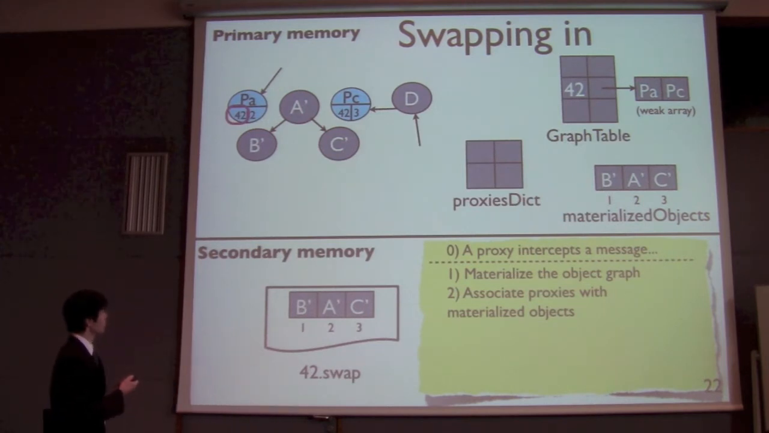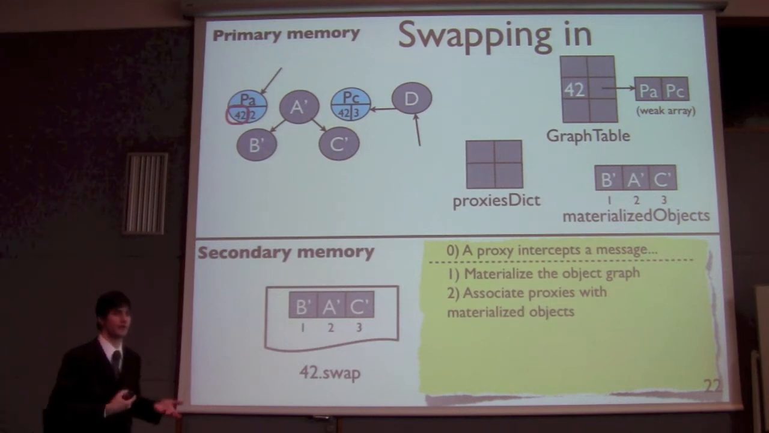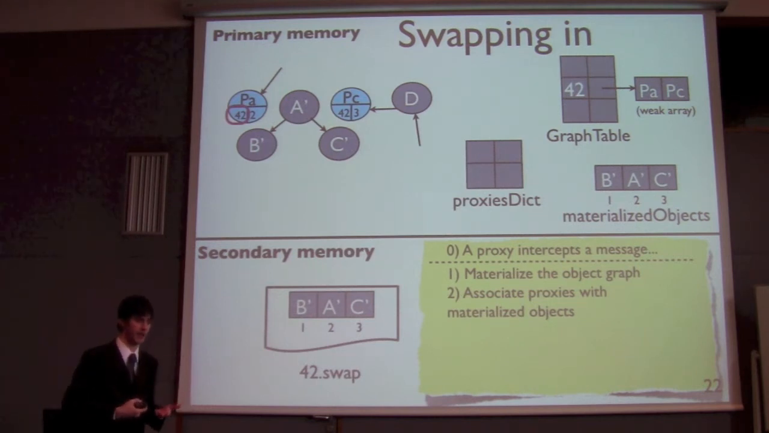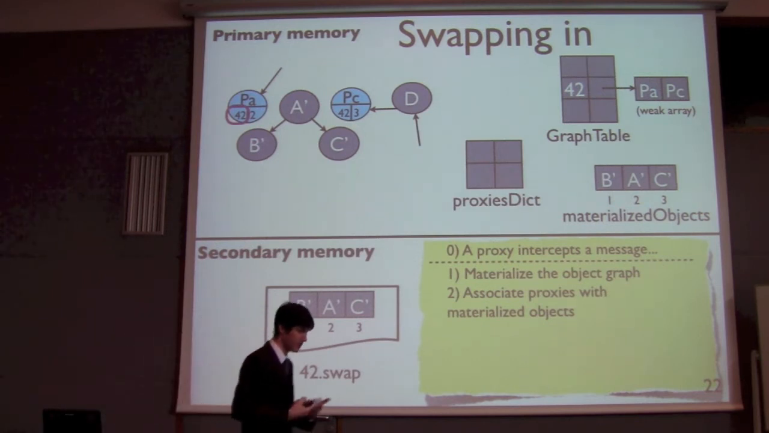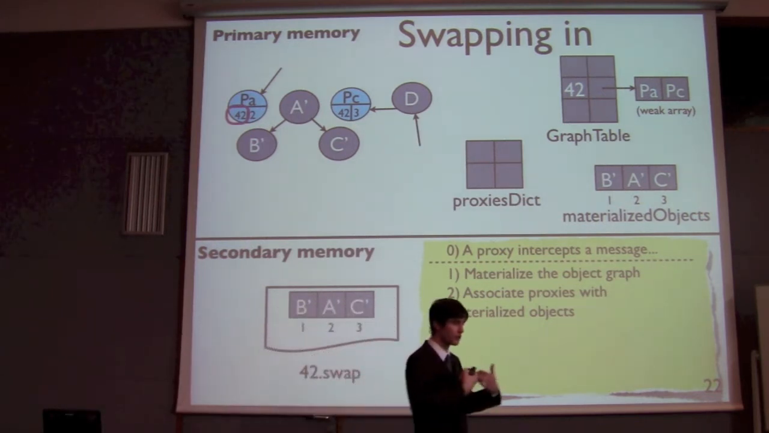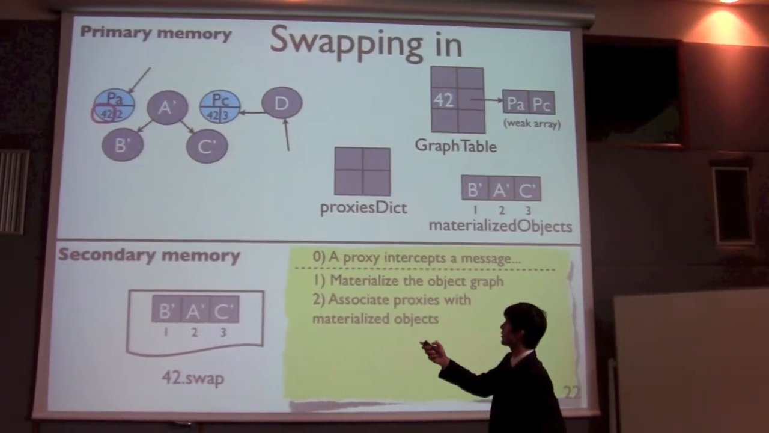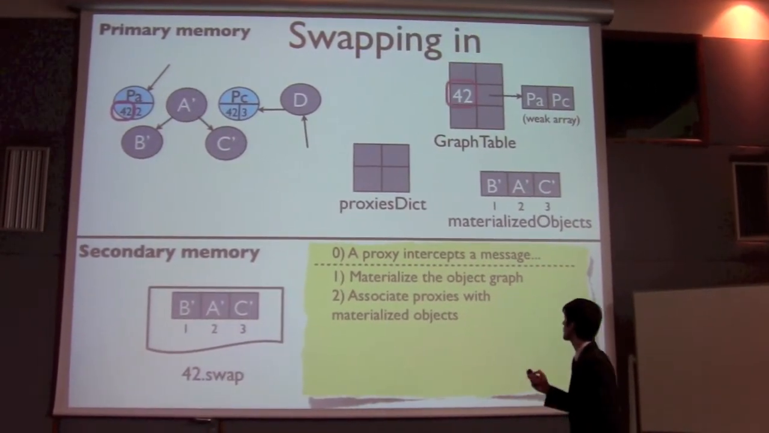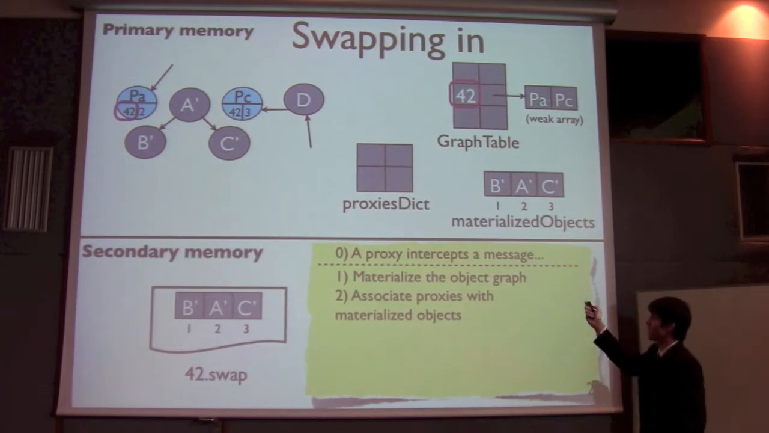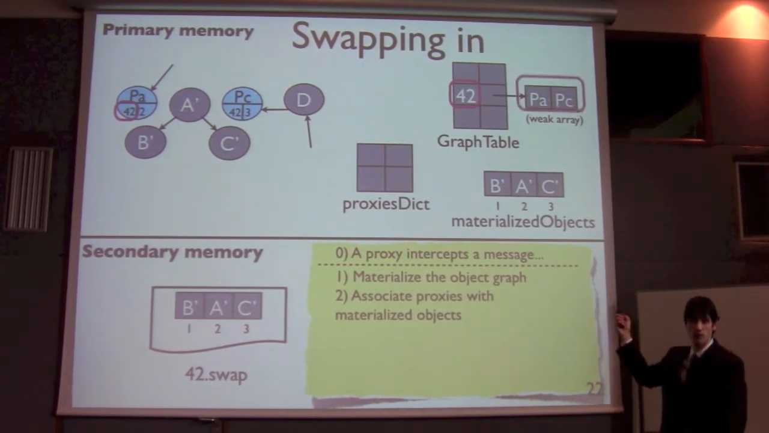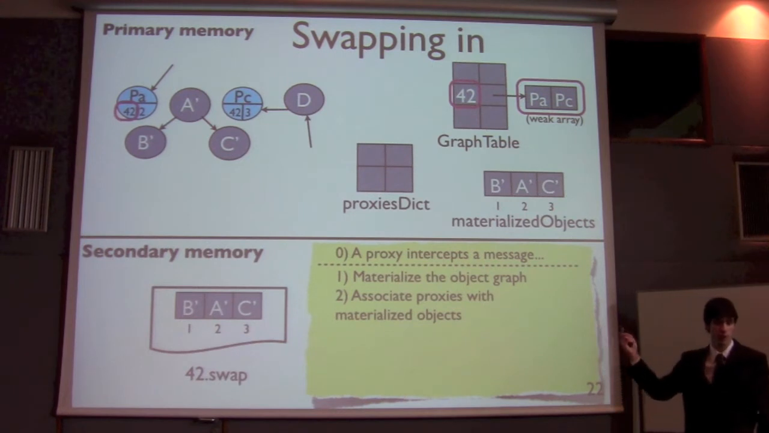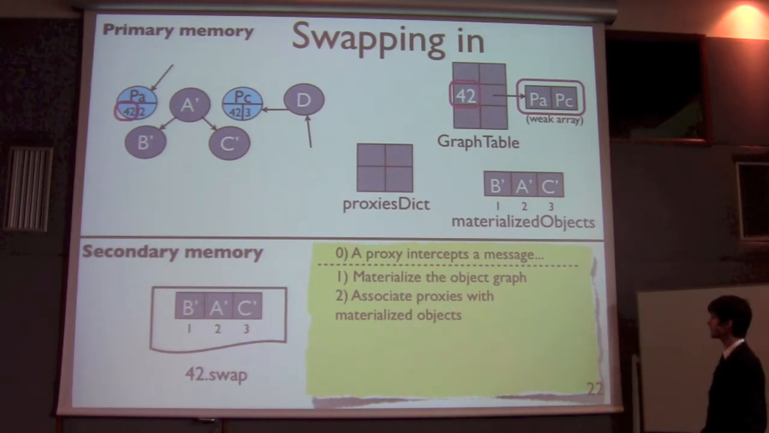What we're going to do is, first, take the proxy that intercepted the message, in this case PA. We have several proxies for the graph, so we need to get the list of proxies that we will need to fix. So we get the graph ID, then we go to the graph table, at graph 42, and we get the list of proxies. This is the list of proxies that we need to fix for this graph.